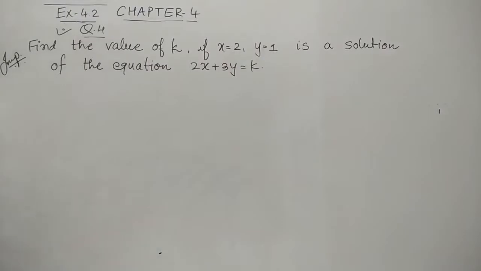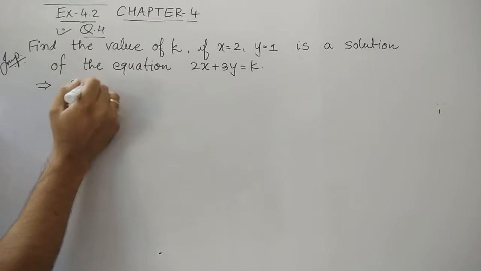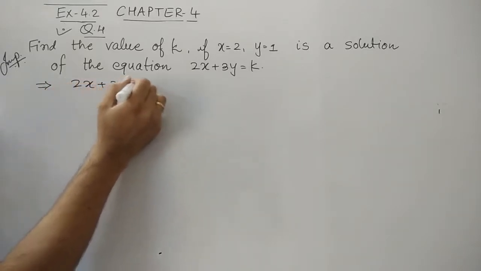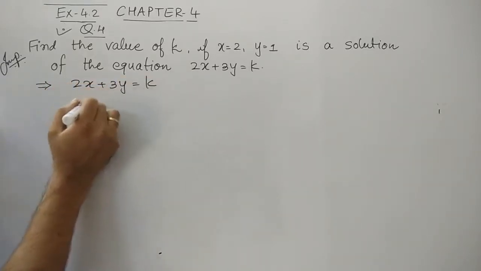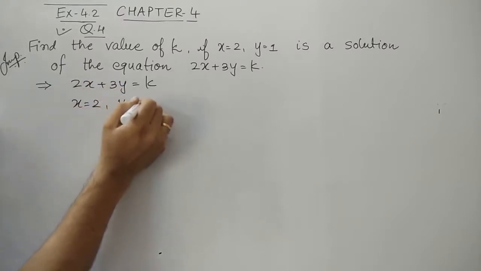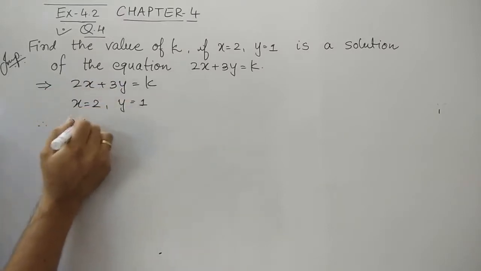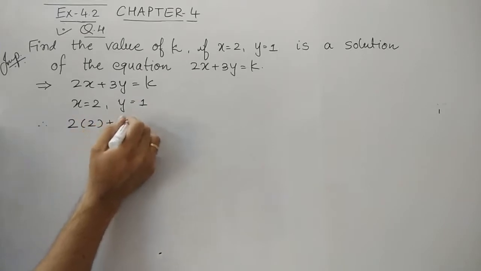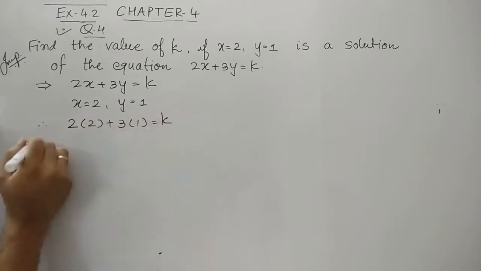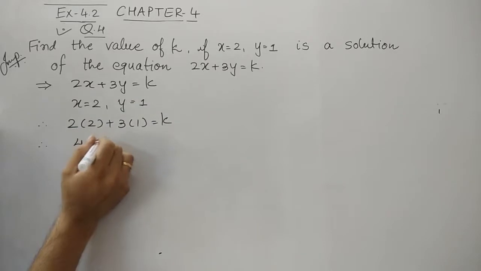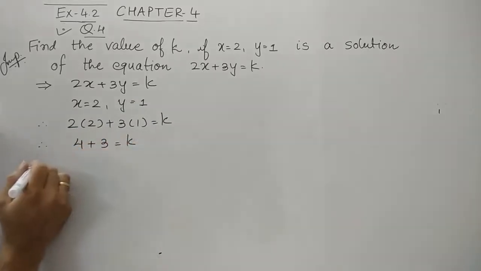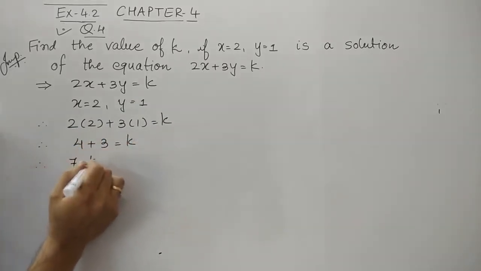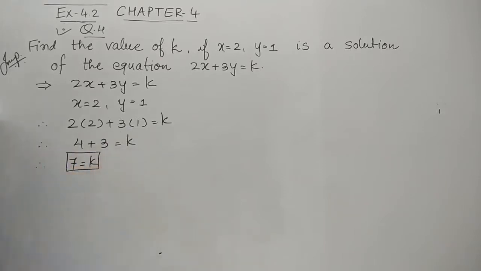Again this kind of sums we have done in the polynomial. So the equation is 2x plus 3y is equals to k, where the value of x is 2 and y is 1. So now let us substitute here. The value of x is 2 and y is 1. So 2 2s are 4 plus 3 1s are 3. So 4 plus 3 is 7. So thus we can say that the value of k is equals to 7 if 2 and 1 is the solution of this equation.